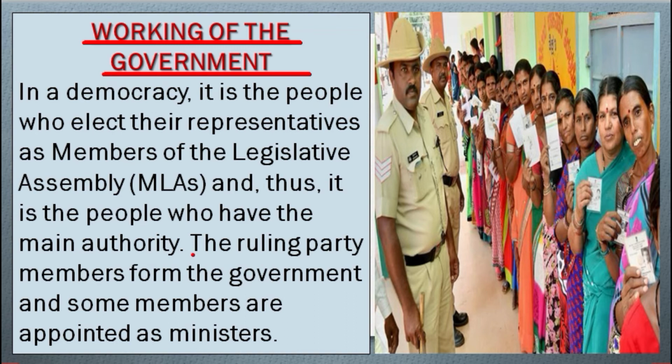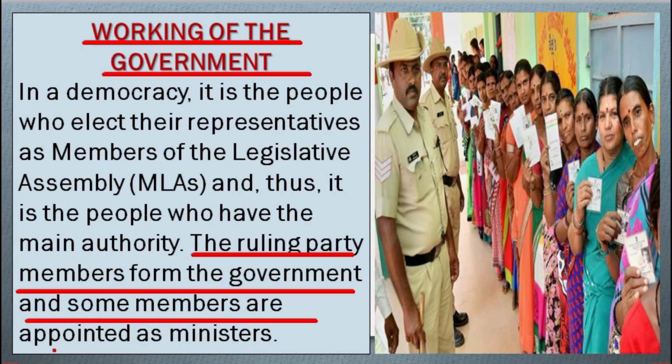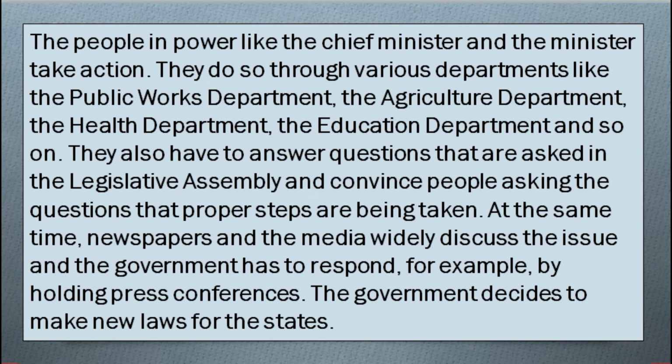And students, the political party whose MLAs have more than half the number of constituencies in a state is known as the majority or ruling party. And students, then the ruling party members form the government, and some members are also appointed as ministers of the state. And students, the people in power like the chief minister and the ministers take action.